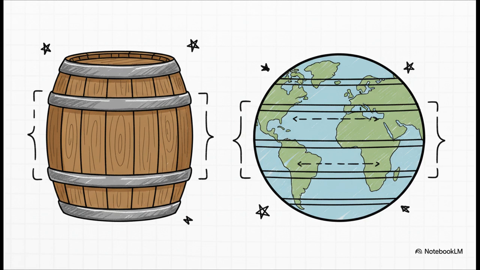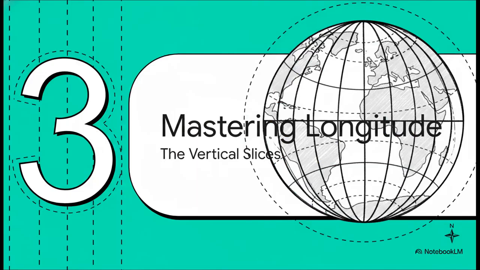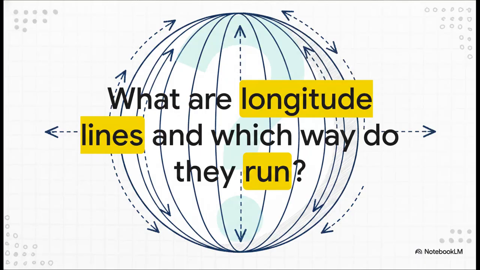It's like perfectly stacked rings on a giant barrel. They just run parallel forever, maintaining absolute perfect distance from one another. Okay, let's shift gears and head into Zone 3, mastering longitude lines, the vertical slices. I need you to switch your spatial thinking vertically for this next one.